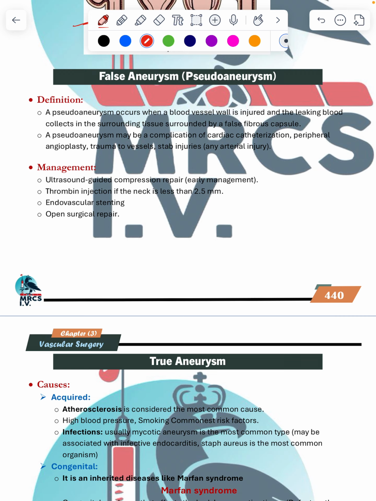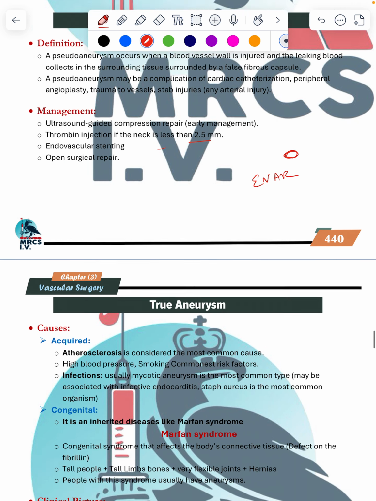If there is a pseudoaneurysm, you have to do early management. Ultrasound guided compression, repair. Thrombin injection if the neck is less than 2.5 centimeter, it is not big, it is a very small hole. You have to put a thrombin injection to patch that. EVAR, endovascular stenting, and open surgical repair.